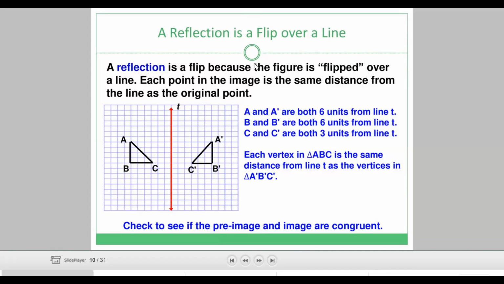Same angles, same length of the sides. So if AB is 4 boxes long, this AB is 1, 2, 3, 4 boxes long, then A prime B prime has to be 4 boxes long. Okay? Because it is congruent.